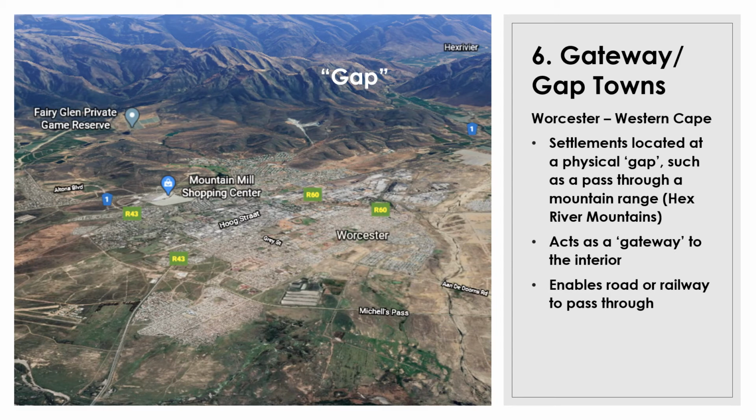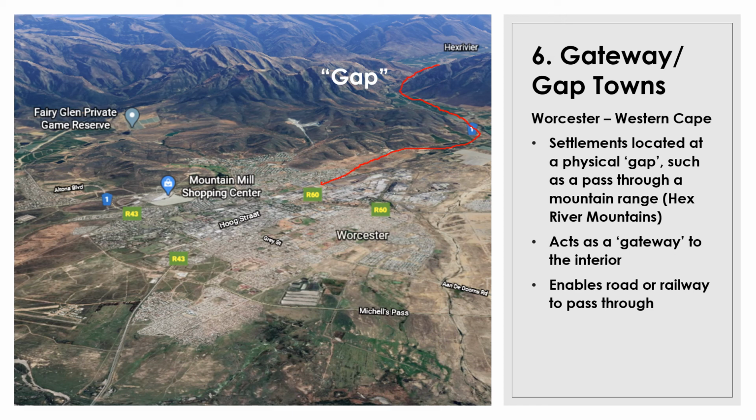The final one we're going to look at is a gap or a gateway town, and these are towns that spring up where there's a physical gap in a mountain range, where you have to go through that gap if you want to go to another place. The example is Worcester in the Western Cape. Worcester is located near the Hex River Mountains in the background of this picture, and there is this natural gap that the Hex River has created through the mountains. So they have built the N1 road, which allows people to travel through the Hex River Mountains and through this gateway into the interior of South Africa.